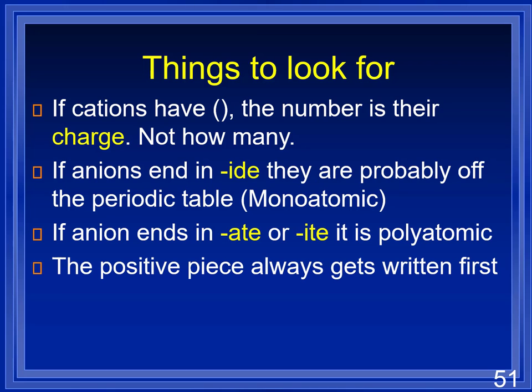Okay. A few people did this, so I want to make it clear. Positive piece always gets written first. Positive piece written first every time, both in the name and in the formula. Otherwise, we'd have twice as many names and twice as many formulas. And that's pretty inefficient. So the agreement is everybody's going to put the positive piece first.